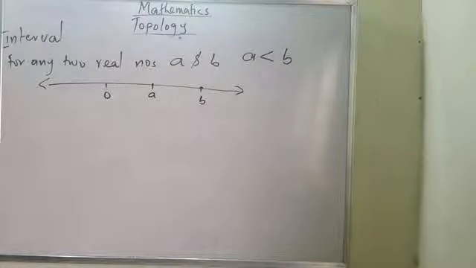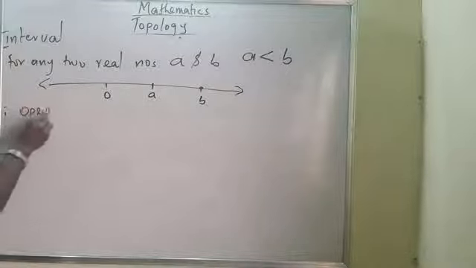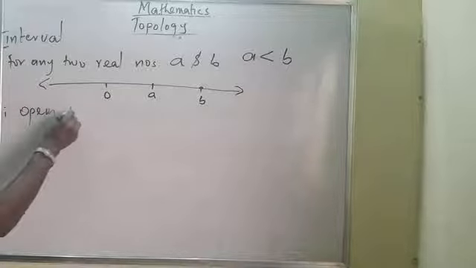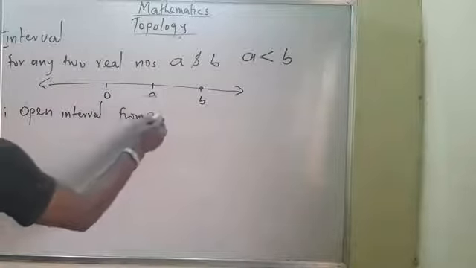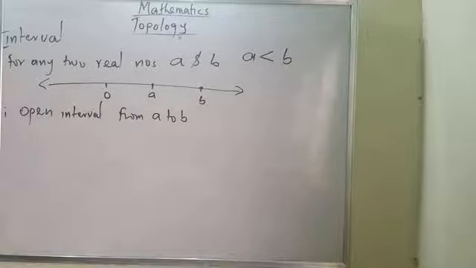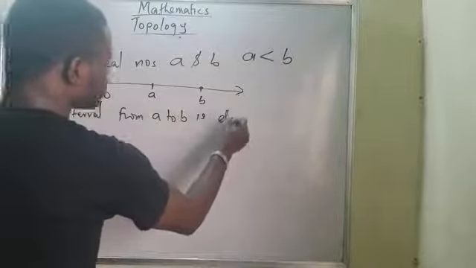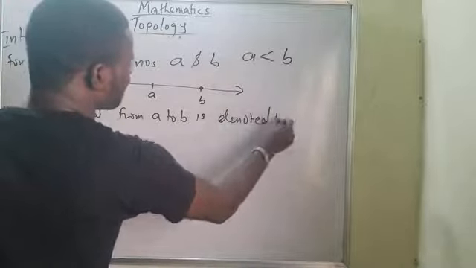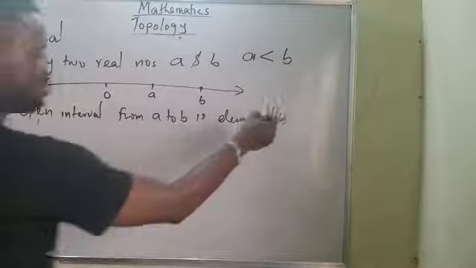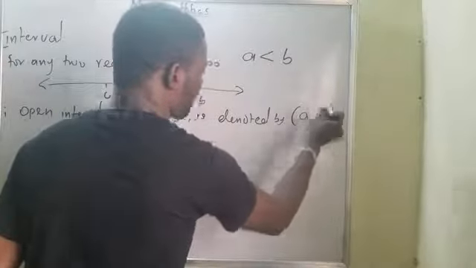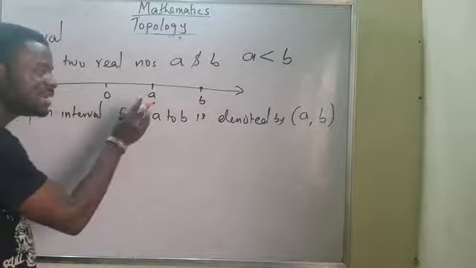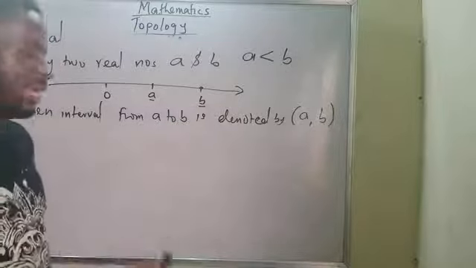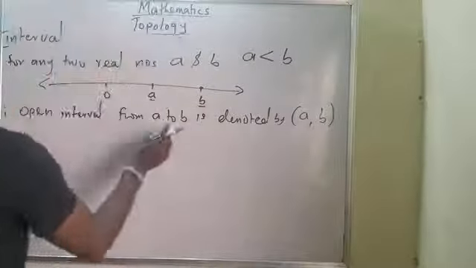Now, let me start from open. Open interval. Now, from A to B, it is denoted by (A, B). Now, interpretation, it is open. It means this and this are not elements of the set. This and this are not in the set.